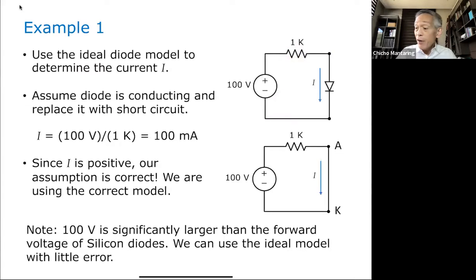Okay, note that 100 volts here is significantly larger than the forward voltage of a silicon diode. So let's say this was a silicon diode. The forward voltage of a silicon diode, which is approximately 0.7 volts, is very much smaller than 100 volts. If we had taken the forward voltage of the silicon diode into account, what would be the value of I?